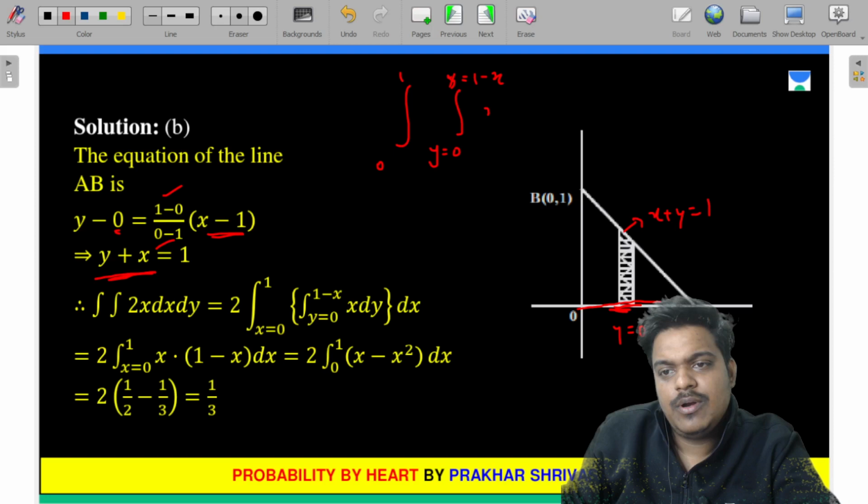And when you try to solve, this is a very simple thing. The answer comes out to be 1 by 3. See, the only thing is that you should know how to apply the limit. That's it. That's all. Is it clear to all of you? Chalo, let us try this next question.